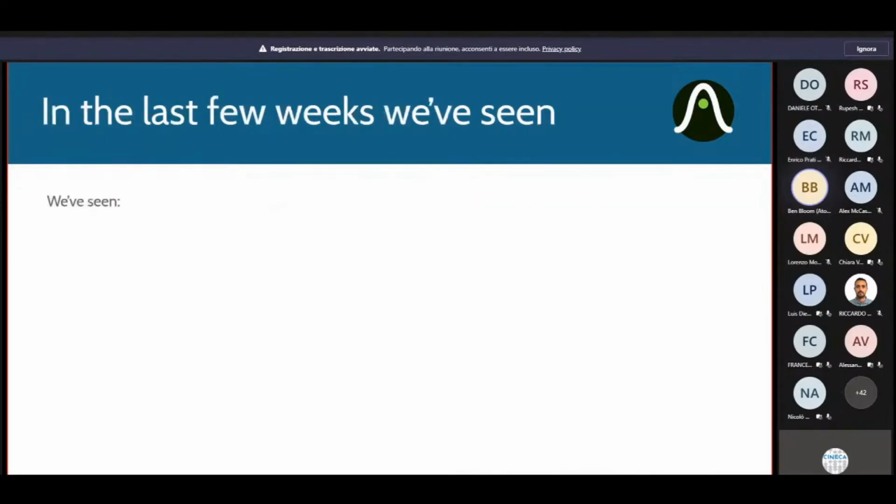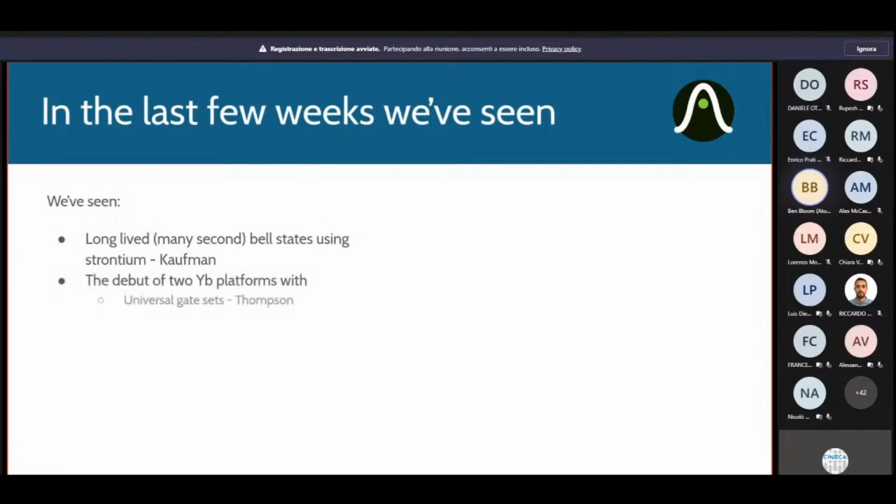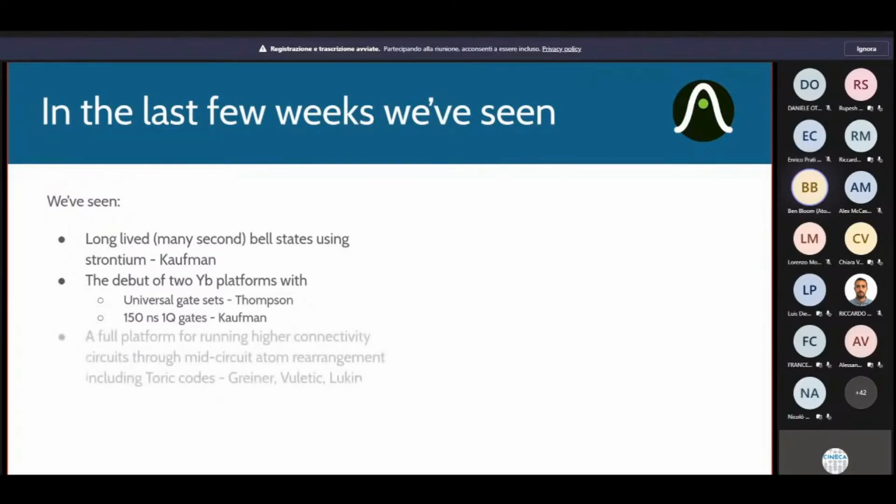In the last few weeks, we've seen long-lived Bell states using strontium from Adam Kaufman, many, many seconds of entangled states. We've seen the debut of 2 ytterbium platforms, including a universal gate set platform where they're showing both single qubit gates and 2 qubit gates and doing benchmarking. We've seen much faster 1 qubit gates, essentially 150 nanosecond 1 qubit gates for systems with coherence times in the many, many, many seconds. So it's a very exciting time to have fast gates and long coherence times.